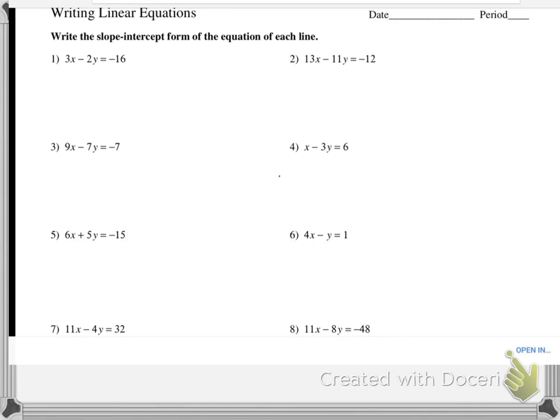Okay, I hope you're done. If you're not, you didn't do it, you just like to let me do all the work, that's fine with me also. So I'm going to solve for y.